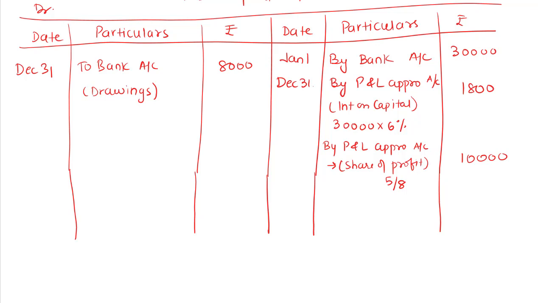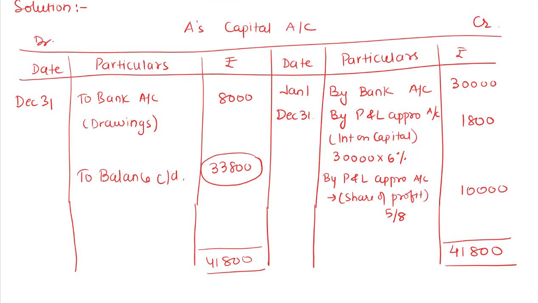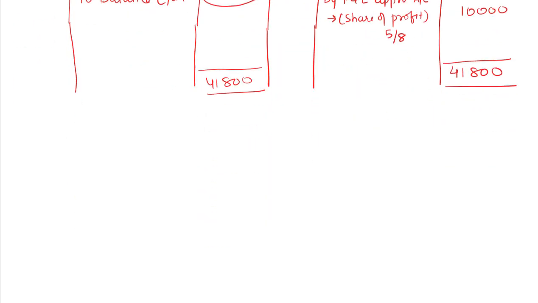30,000 plus 1,800 plus 10,000 totals 41,800. 41,800 is to be taken on the debit side as the total, minus 8,000. To balance carried down, 33,800. I believe you understood. So this was A's capital account. We are preparing A's and B's capital accounts separately first.